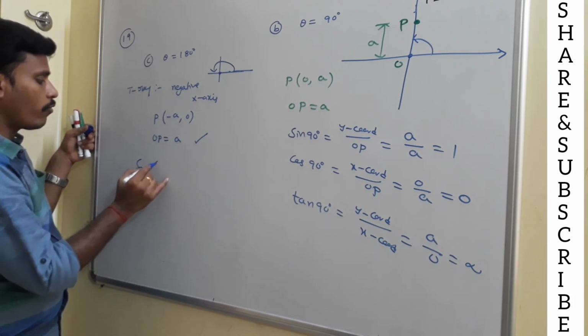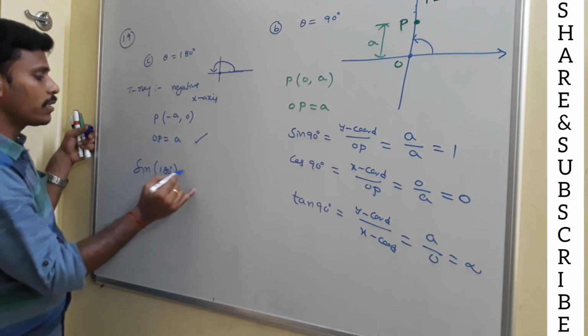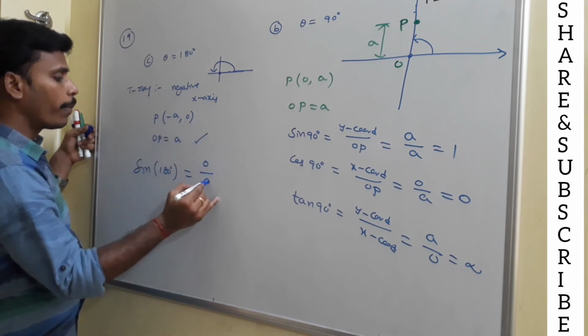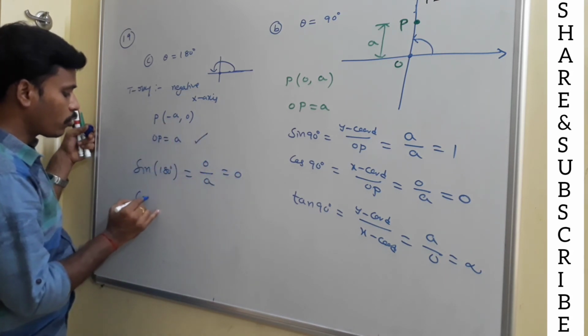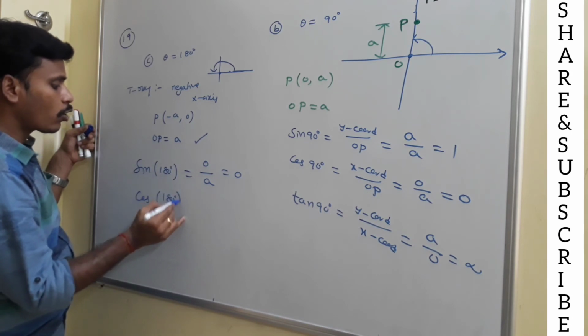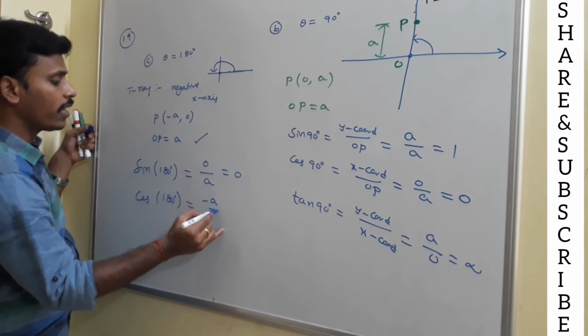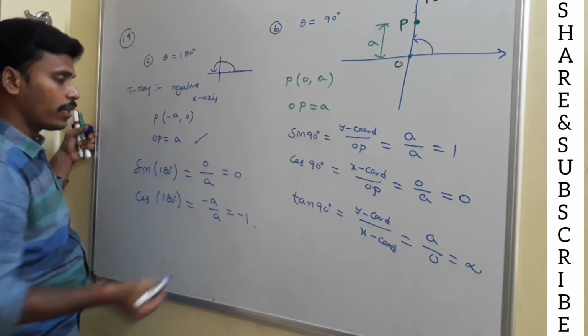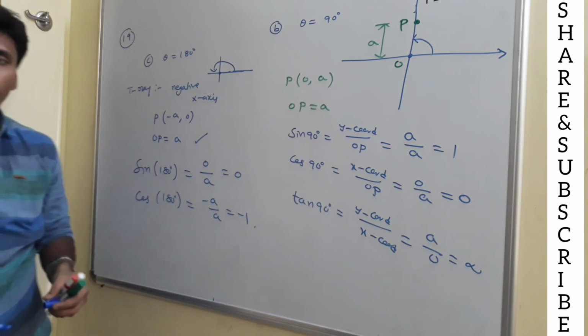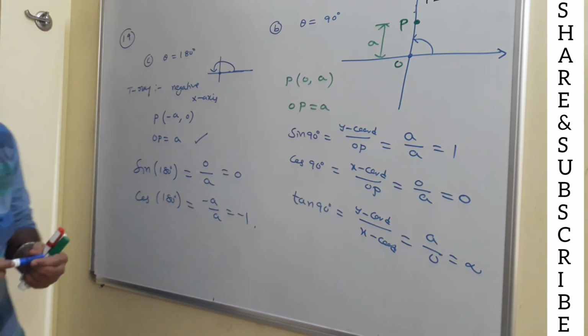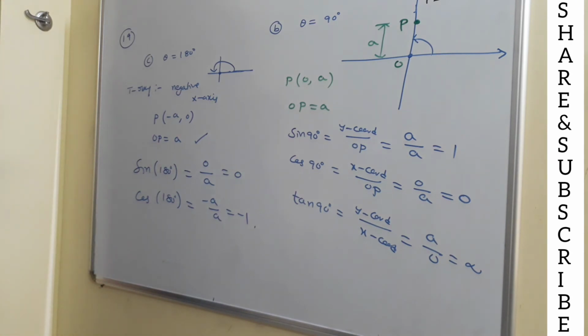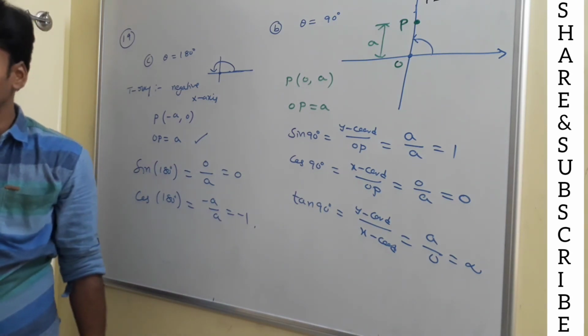Now sine of the angle 180 degrees is the y coordinate 0 by a, and that is 0. And what do you say about cos of 180 degrees? Cos of 180 degrees is minus a by a, and that is equal to minus 1. Likewise, we can calculate the remaining. Just have a look at this. And now you try to calculate trigonometric values for an angle of 270 degrees in your own way.